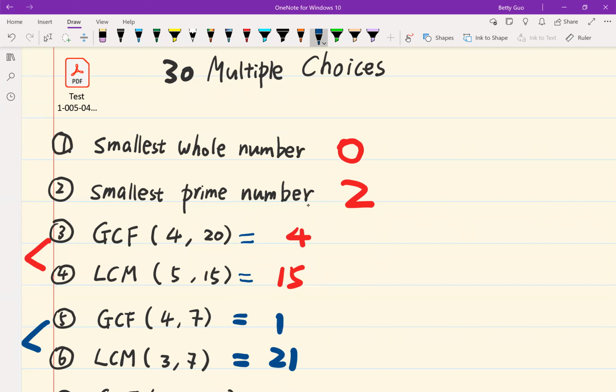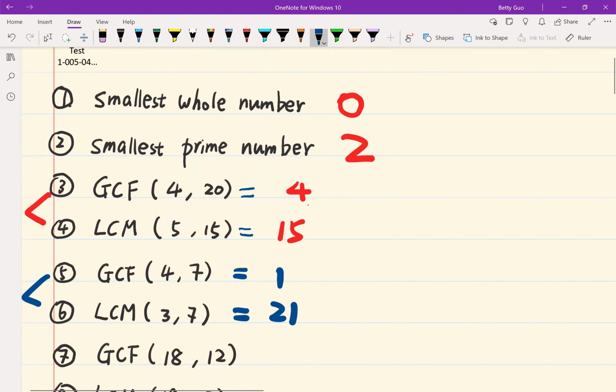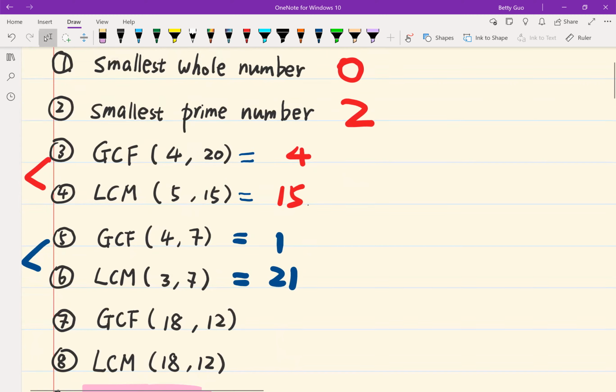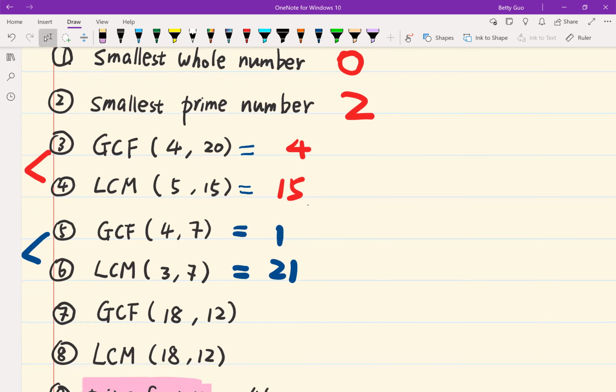And it's in the order that we cover it. When the two numbers are mutually prime, GCF is 1, LCM is their product, right? Remember that? Okay. Number 7, what's the GCF of 18 and 12?